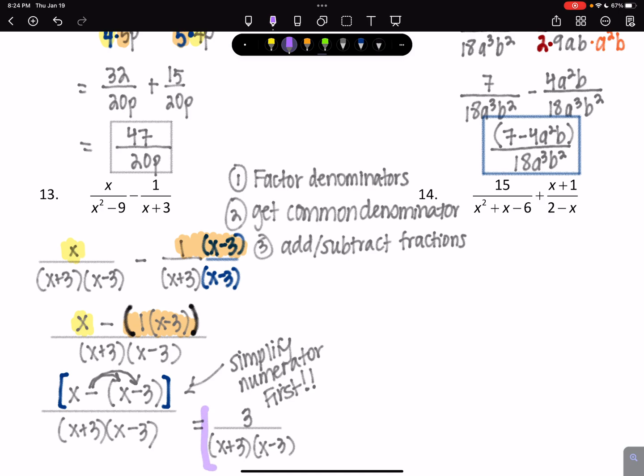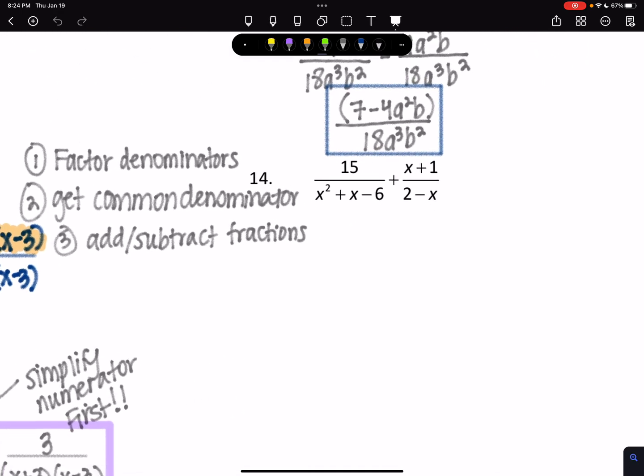And I'm keeping my fingers crossed that that is the correct answer. Let's make sure I did not make any mistakes. (x plus 3)(x minus 3), that's good. That's an x plus 3, so I'm going to multiply by x minus 3. And then I'm going to distribute that negative sign, which is your subtraction sign, so that'll be negative x and positive 3. So x minus x is 0, plus 3, there's my 3, over (x plus 3)(x minus 3). That works. Okay, let's try again, number 14.